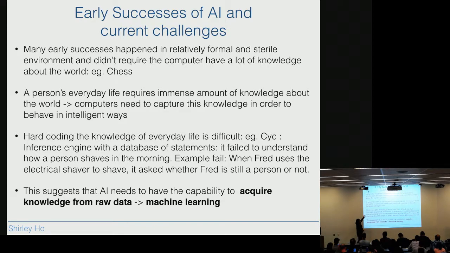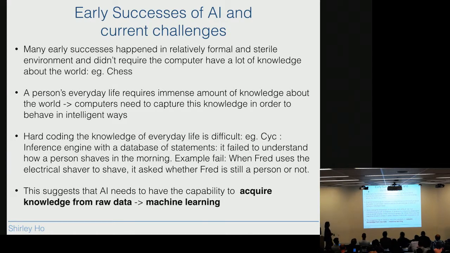There's an inference engine people use to try this. They write all the rules and then try to make the computer figure out what's going to happen. But it failed to understand how a person shaves in the morning, because when Fred uses an electrical shaver to shave, it asks whether Fred is still a person, because there's the electrical part here and Fred, which is a person's name. And this inference engine has completely failed with all the rules of everyday life. It cannot figure out whether Fred is a person or not, because there's electrical and there's a person. Is this person electrical or not? And so that's the failure of the early days of machine learning.